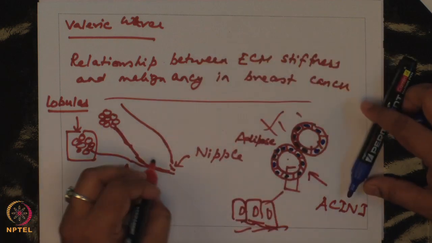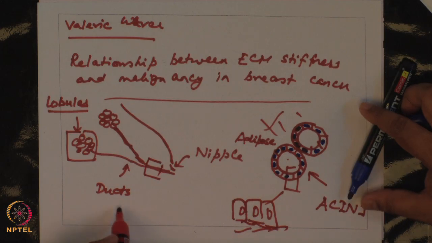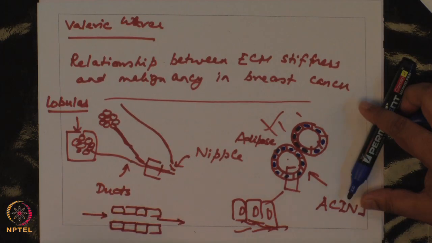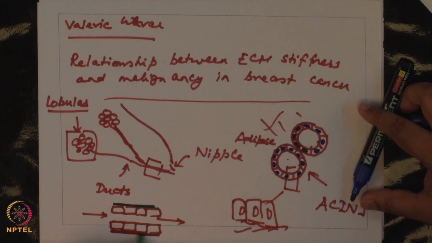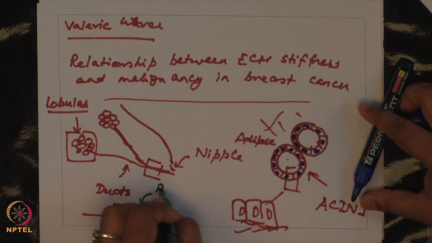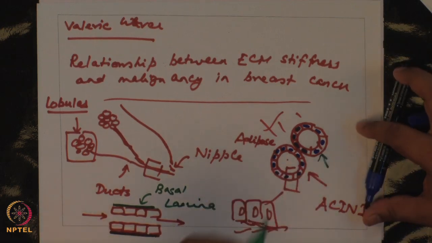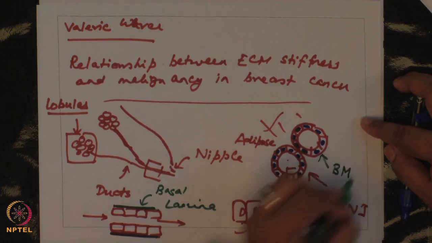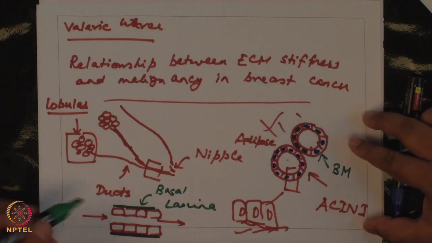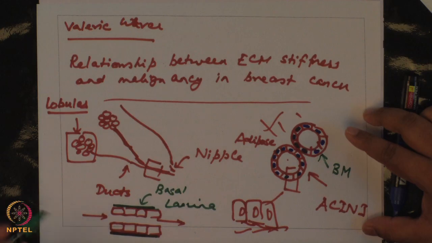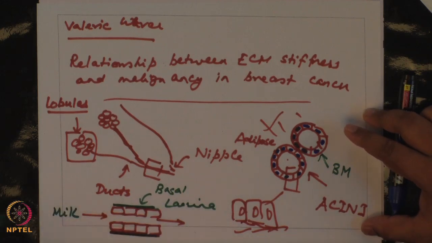Okay. So, similarly, if you look at the ducts, what you will find is you have these epithelial cells. Okay. So, this is the long axis of the duct, and underneath this, you have the basal lamina. Okay. Even here surrounded by these is the basement membrane. Okay. So, these are specially restricted. So, these cells allow milk, so this milk flows along the ducts.